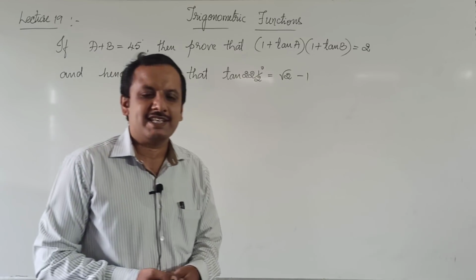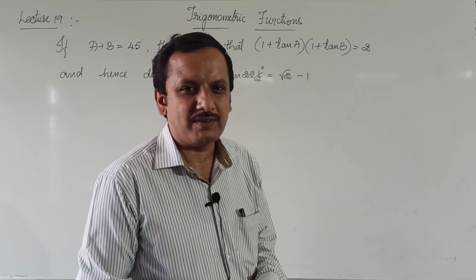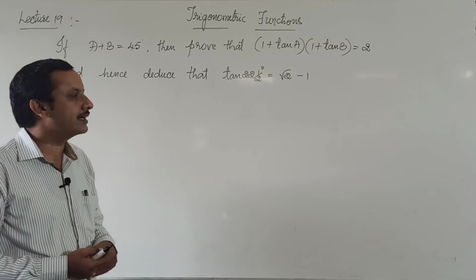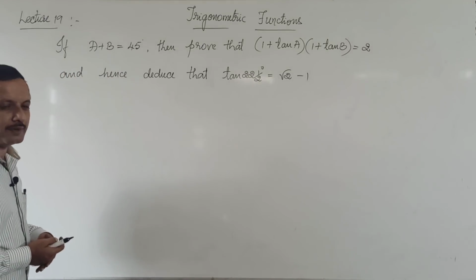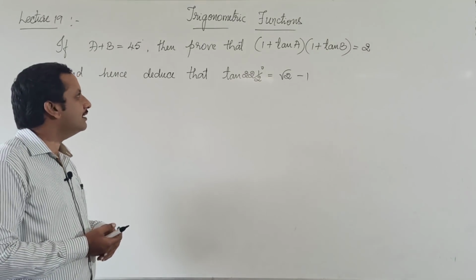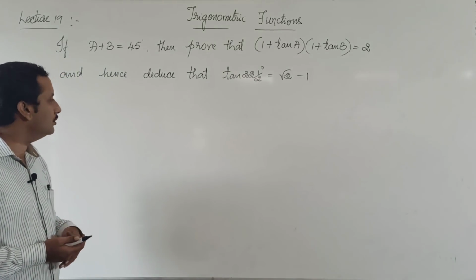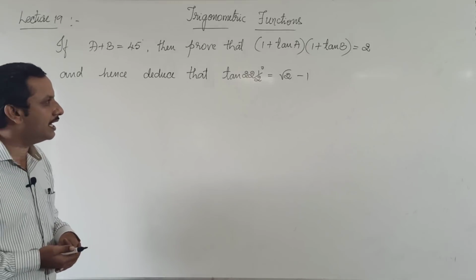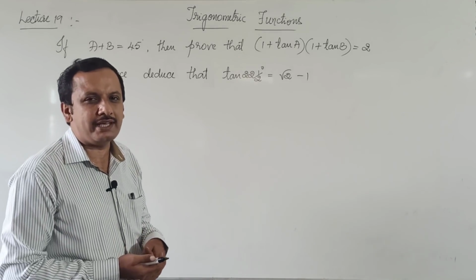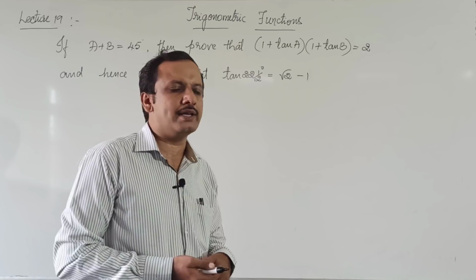Dear students, let's continue with our discussion on trigonometric functions. Let's have a look at another problem. If a plus b is equal to 45 degree, then prove that 1 plus tan a into 1 plus tan b is equal to 2, and hence deduce that tan 22.5 degree is equal to root 2 minus 1.